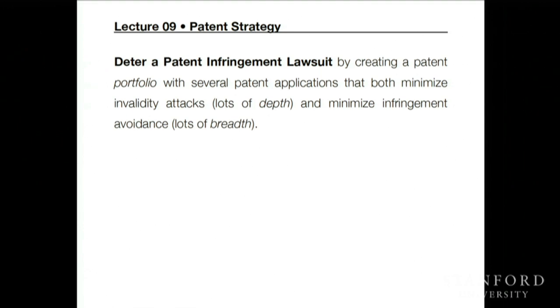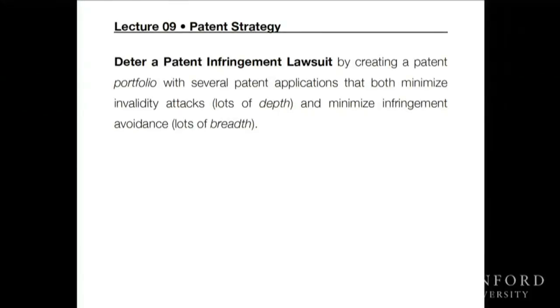You also want to minimize infringement avoidance. You don't want them to be able to get around it easily. So you need to be able to do your own design-around studies. How else could you do this if you couldn't do it like this? And make sure that you get a decent amount of breadth in those particular claims. What does it mean to have a portfolio?